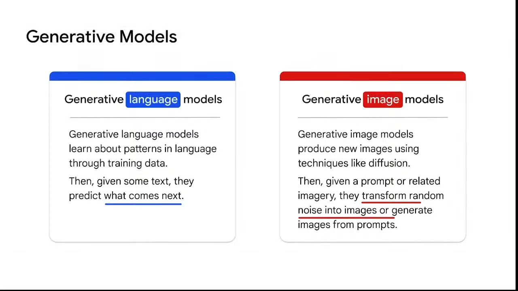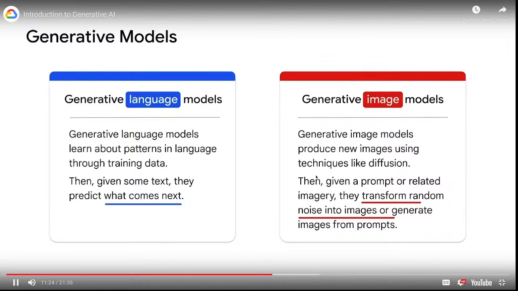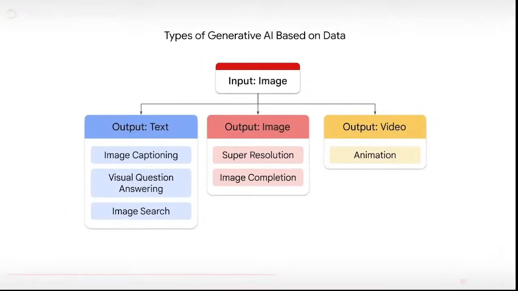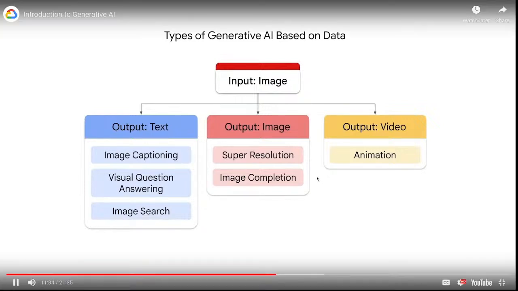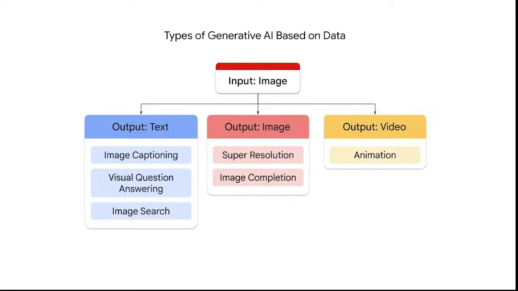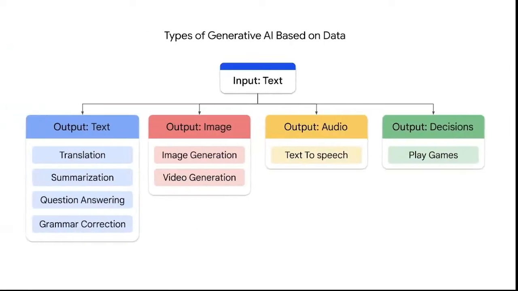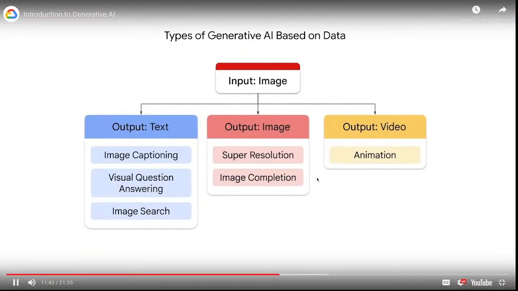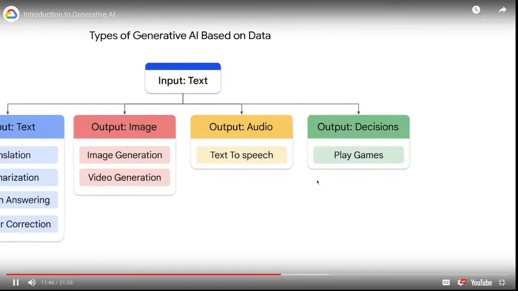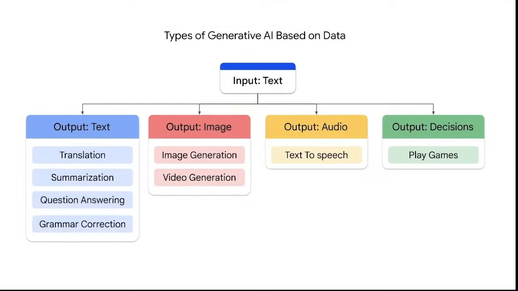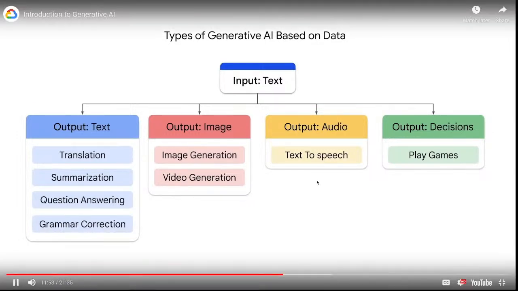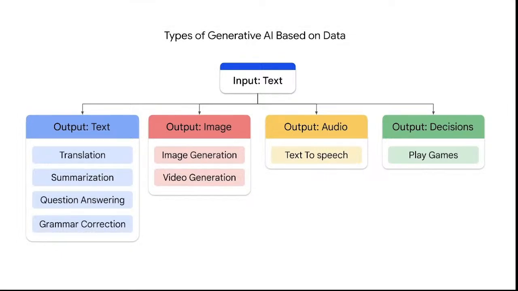But large language models, which generate novel combinations of text in the form of natural-sounding language, are only one type of generative AI. A generative image model takes an image as input and can output text, another image, or video. For example, under the output text, you can get visual question and answering, while under output image, an image completion is generated, and under output video, animation is generated. A generative language model takes text as input and can output more text, an image, audio, or decisions. For example, under the output text, question and answering is generated, and under output image, a video is generated.